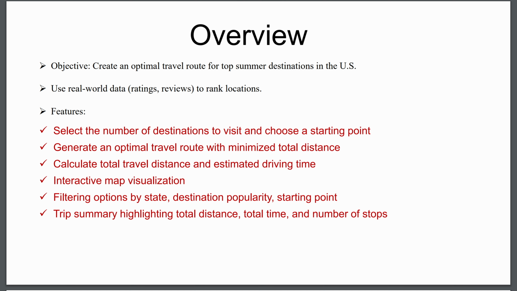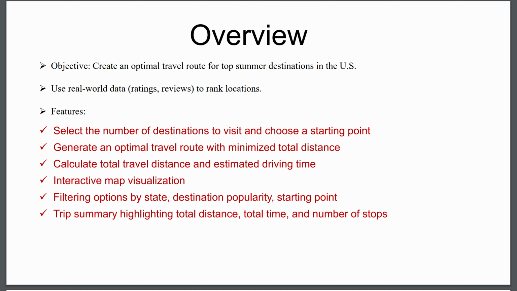Let's dive in. The objective of this project is to design an optimized travel route for summer sightseeing destinations within the United States. By leveraging real-world data such as user ratings and visitor reviews, the project aims to help travelers discover the most popular and picturesque locations in a smart, efficient manner. The model enables users to select the number of places to visit and a starting point, then generates the optimal sequence of stops to minimize total travel distance and time.